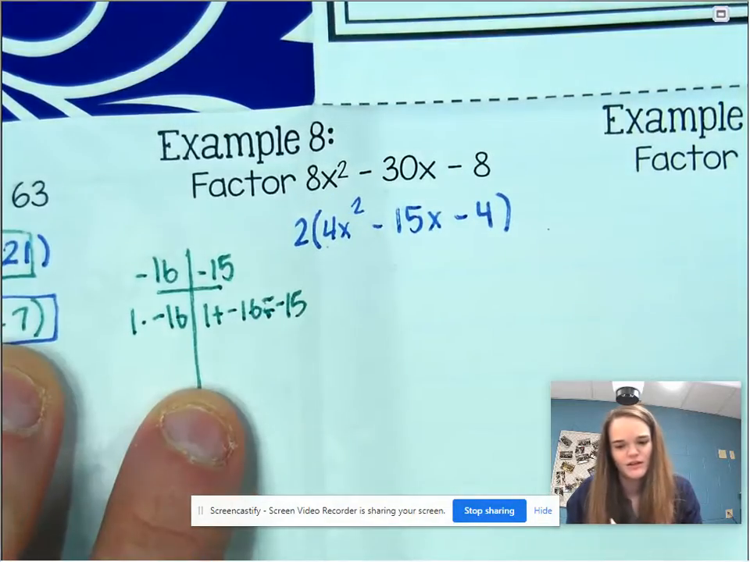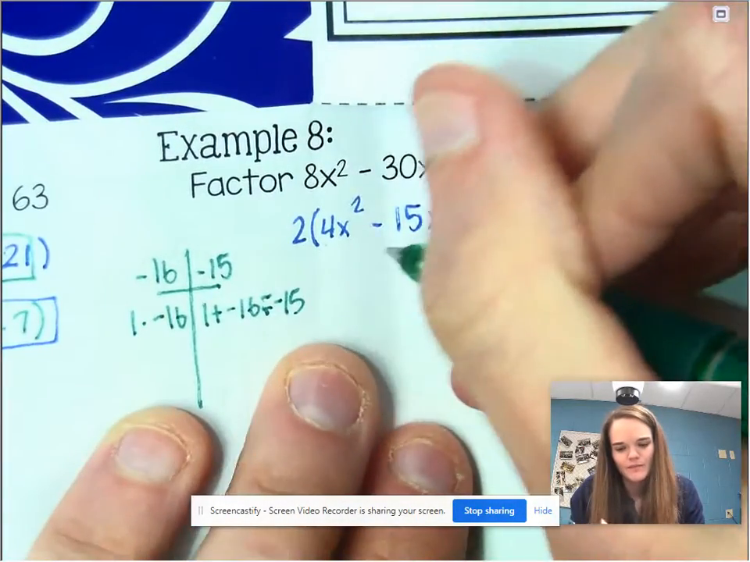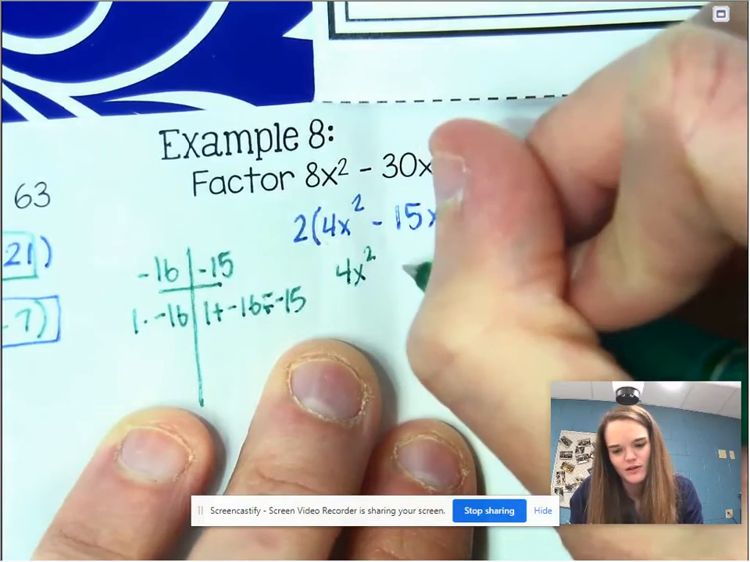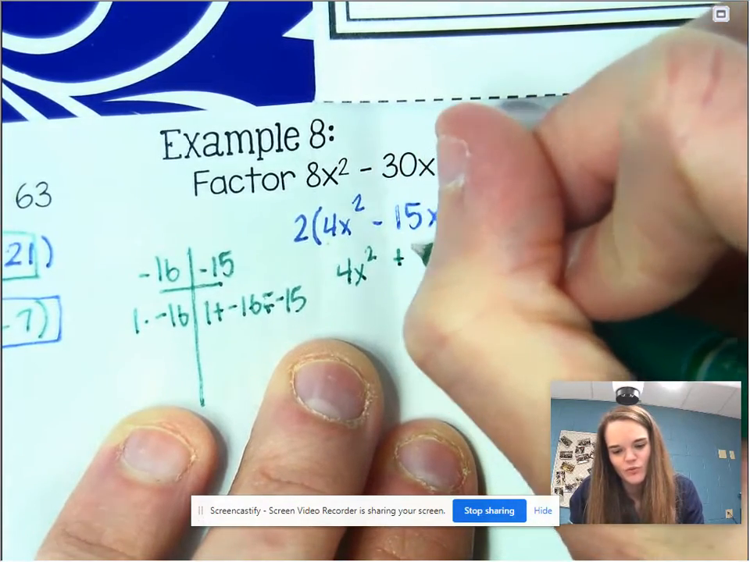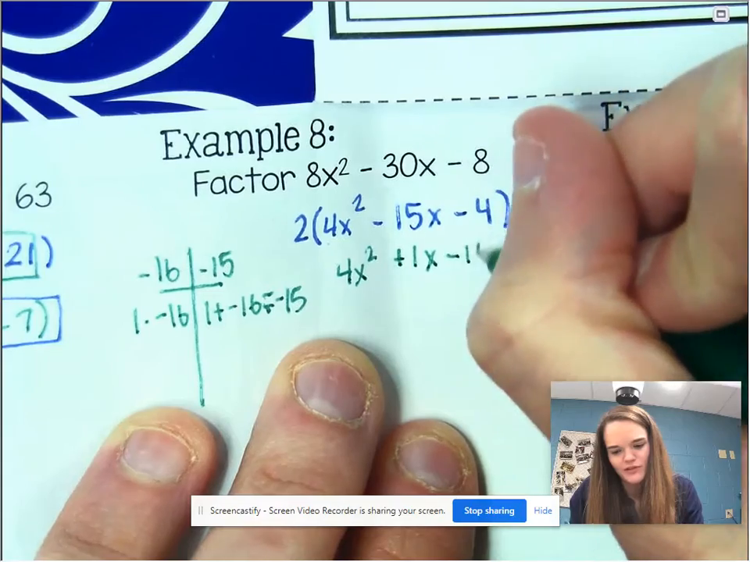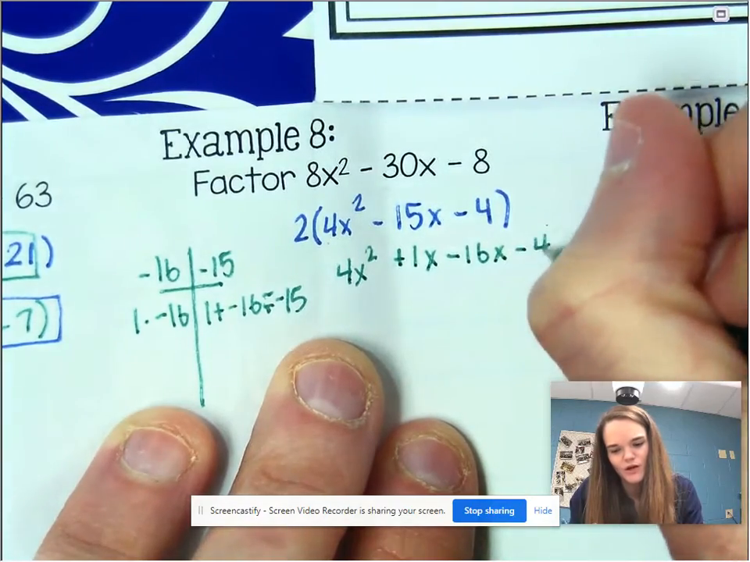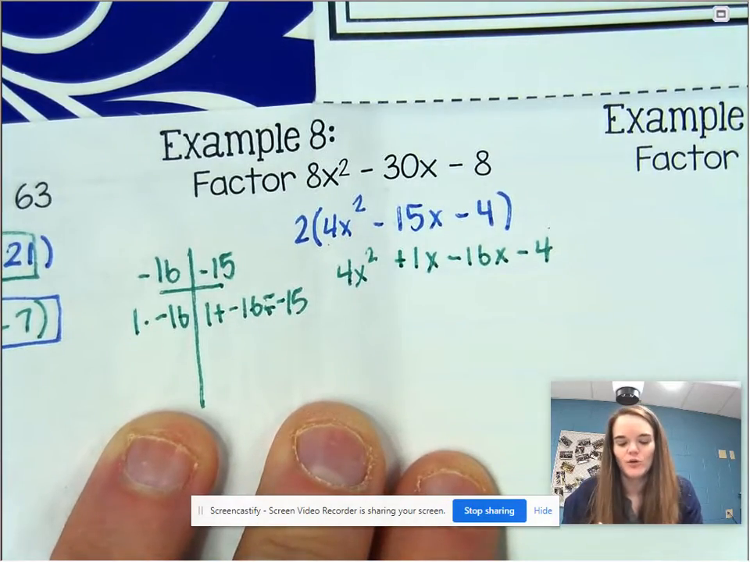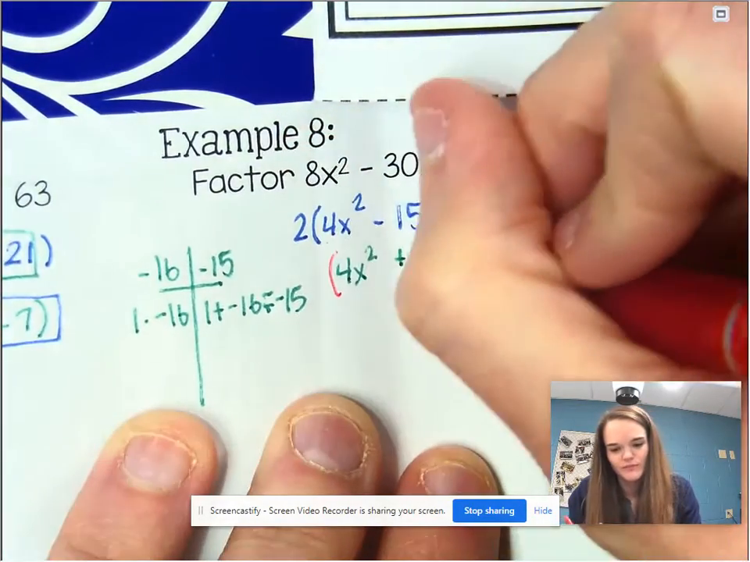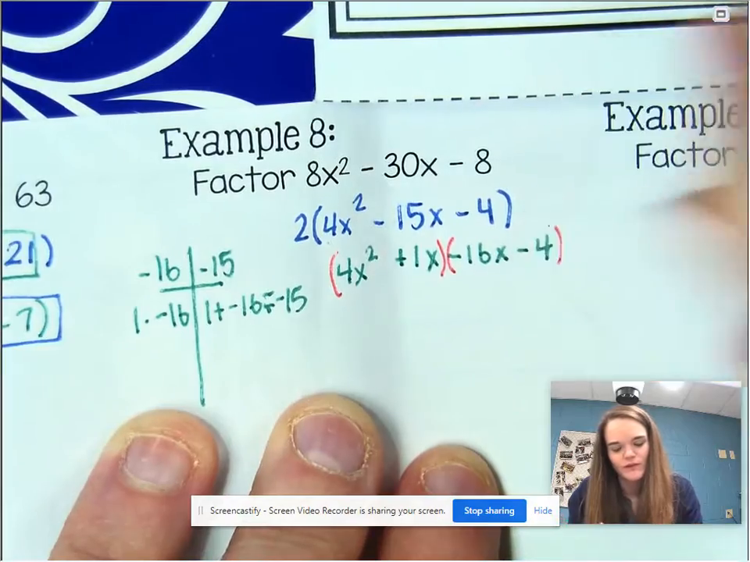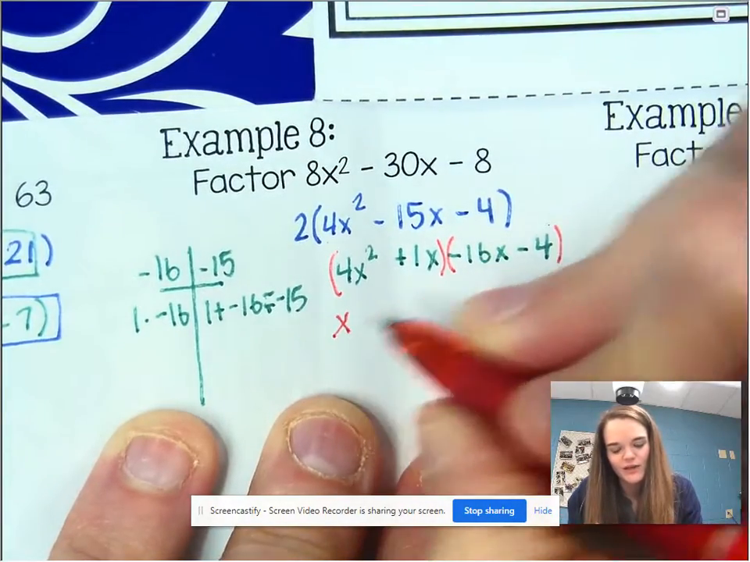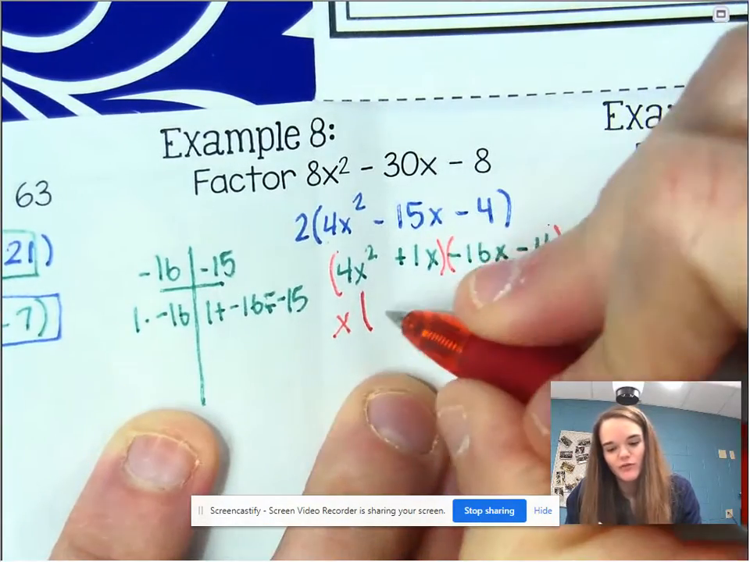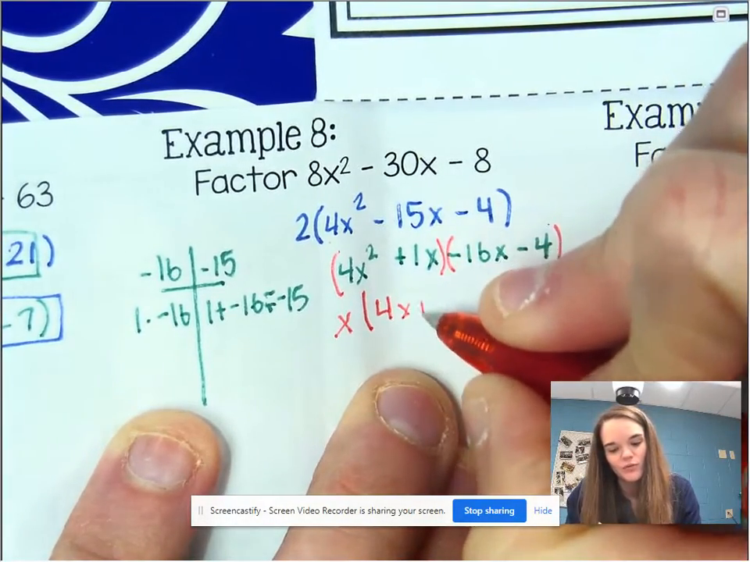I like that. So, this is going to break into 4x squared plus 1x minus 16x minus 4. At the end, I'll bring that 2 down. Okay, then I'm going to group it. Okay, I can take an x out. I could take a 1 out, but there's really not any point, but that's all I'm going to take out. So I'm left with 4x plus 1.